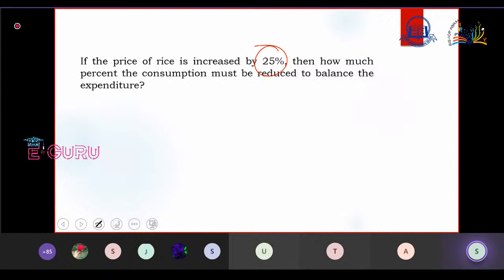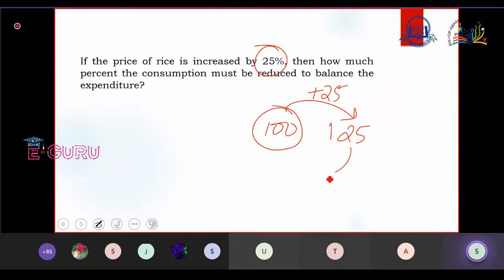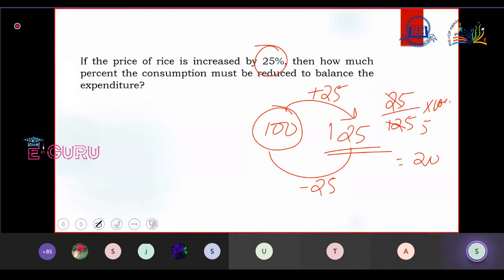Price of rice increased by 25%, that means if the initial price is 100, now it becomes 125, right? So plus 25 is here. Now for balancing, we need to reach the initial value itself. That means from 125 we need to reach 100, so 25 needs to be reduced from 125. So the percentage effect is 25 divided by 125 into 100. Directly we will get 20, and the sign here is negative.